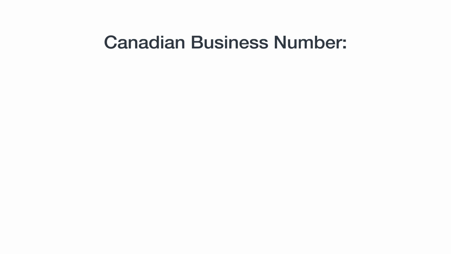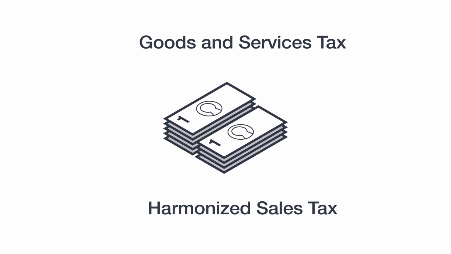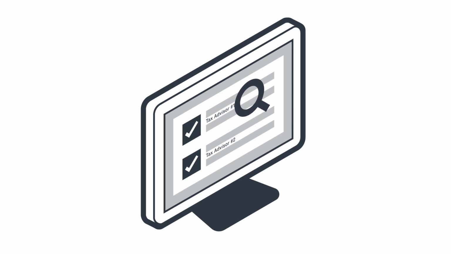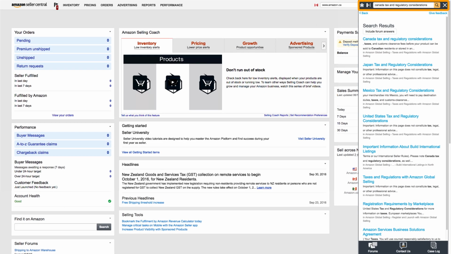a Canadian business number. Along with the NRI, you'll need to obtain a Canadian business number, which has 15 characters, 9 numbers to identify the business, plus 2 letters, and 4 numbers to identify the program and each account. This must be obtained prior to the first importation. If you are collecting tax on your sales in Canada, you are required to register for goods and services tax or harmonized sales tax in Canada and remit the amount that is over and above what you originally paid out. We recommend reaching out to a tax advisor for all tax-related questions. In the Seller Central Help section, search for Canada Tax and Regulatory Considerations for more details.